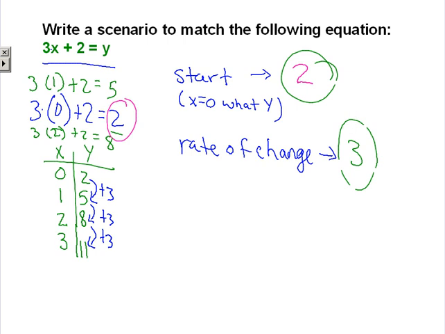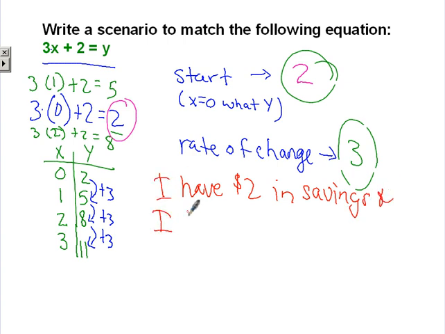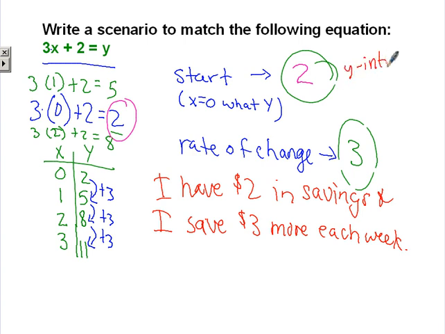There are lots of different types of scenarios we could use. We could use temperature, we could use money, we could use recording inches of rain, a number of different things. So let's give a couple examples. So one, I could say, I have $2 in savings, and I save $3 more each week. In that situation, what we start with, or our y-intercept, is the $2 we have in savings. What we increase by every time, or our coefficient, is 3.